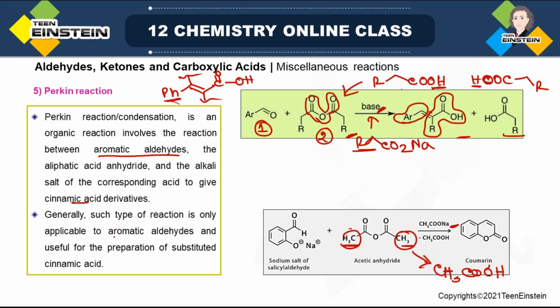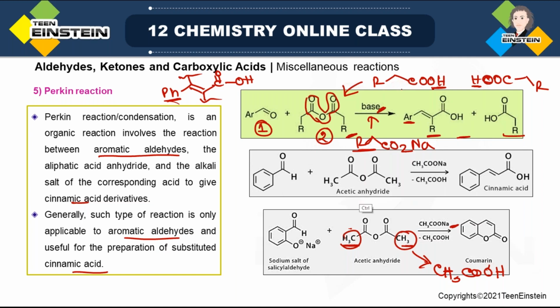Now generally such a reaction is only applicable to aromatic aldehydes, not just any aldehyde, and it is useful for preparation of substituted cinnamic acid, because the final product is cinnamic acid if you have started from PhCHO and acetic anhydride. Because if it is PhCHO, that means this Ar is now Ph, and if the anhydride is CH3CO-O-COCH3, then this R is basically H, so you are getting cinnamic acid. But in general, we have to write it in this way.